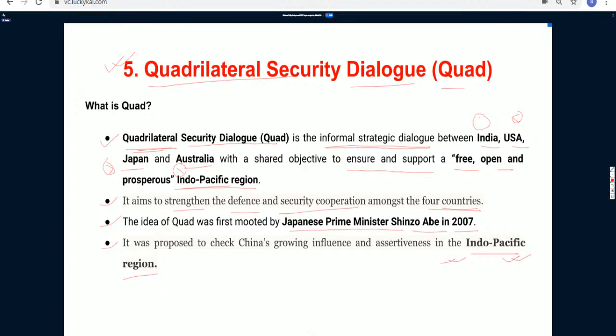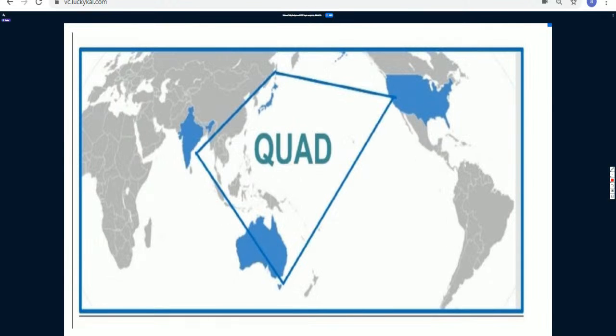Now let us see the geographical significance of this particular topic. See over here, this is India, country number 1. This is Japan, country number 2. Country number 3 is Australia. Then this is the United States of America, country number 4. So these are the 4 countries that are participating in the informal security dialogue.